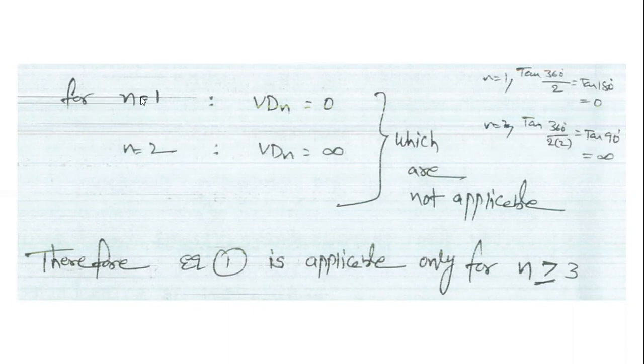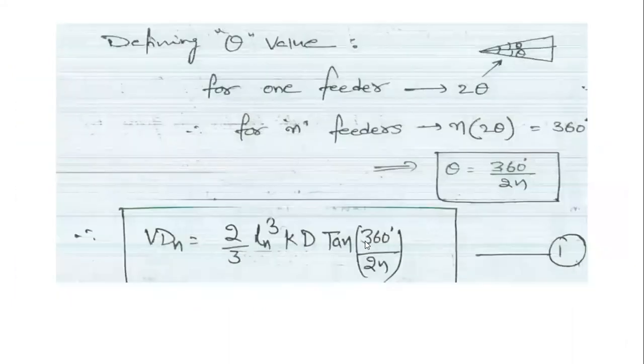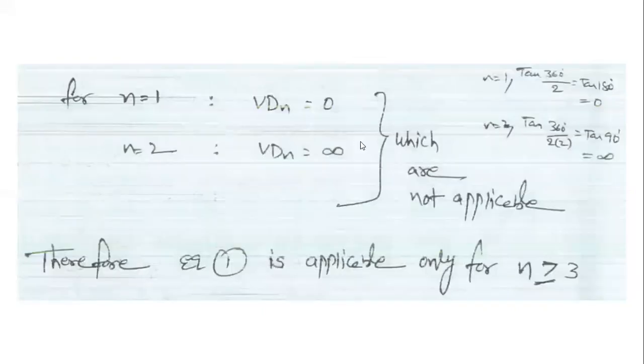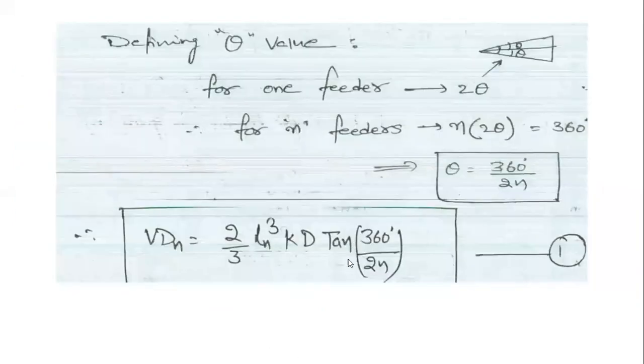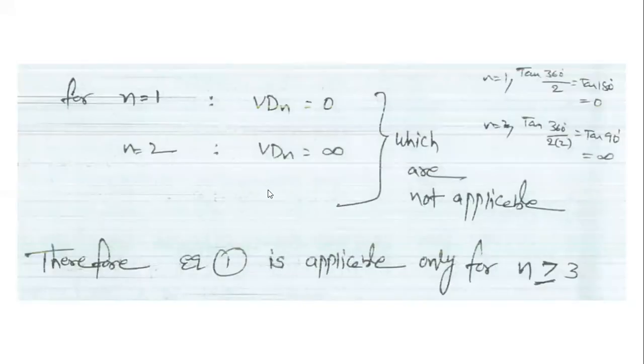For n equal to 1, VDN is equal to 0. Substituting tan 180 in the first case, that is 0, therefore VDN is equal to 0. Next case, substitute tan 90, that is infinity. Instead of tan 360 by 2n, we substitute the infinity value, then VDN is equal to infinity. This is not applicable.